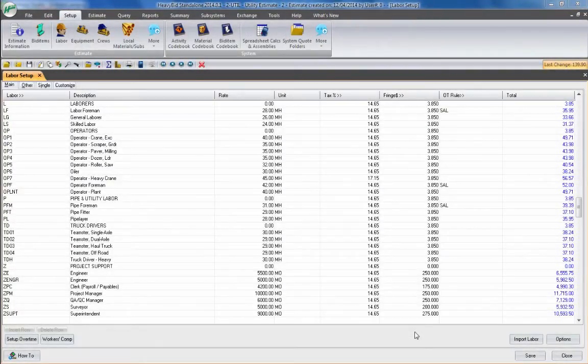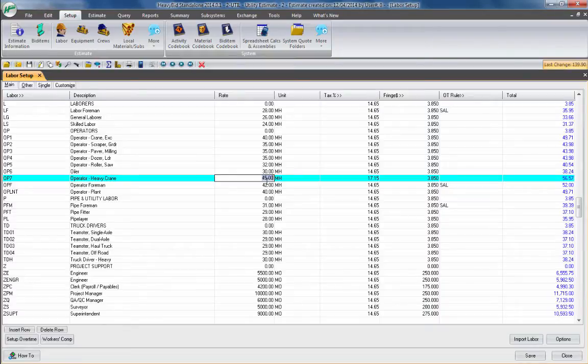Labor is also composed of an overtime factor, and what we want to look at today is how to set up overtime in HeavyBid. When you set up labor, the actual rate is the base rate. There's no overtime reflected in this rate because it's handled in another area.